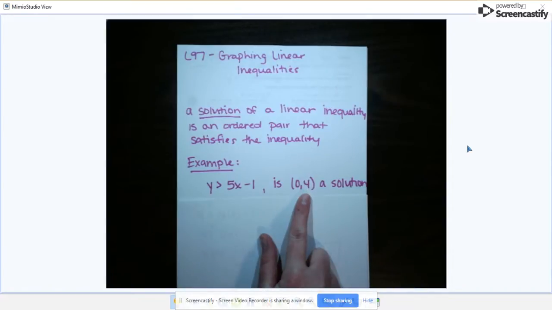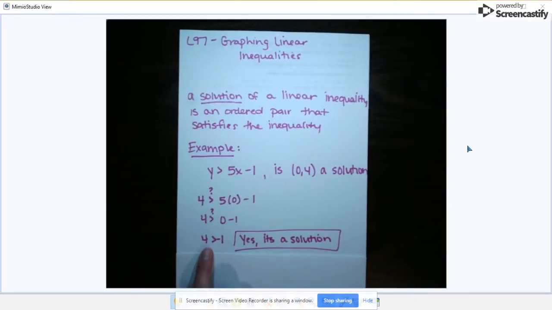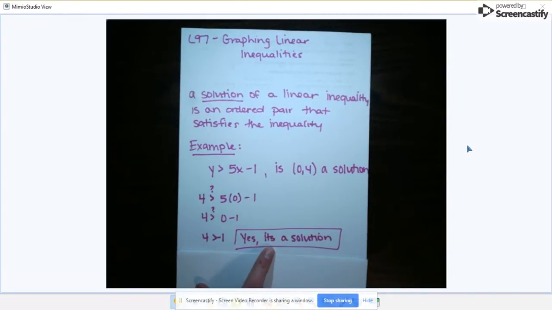Well, in order to find out, we're going to plug 0 in for x and 4 in for y. So I do that here. Is 4 greater than 5 times 0 minus 1? We know 5 times 0 is 0, so is 4 greater than negative 1? And yes, since that is a true statement, then the coordinate point (0, 4) is a solution.